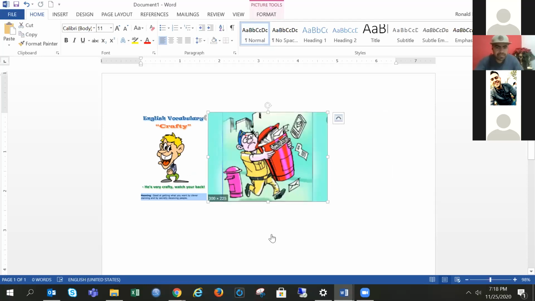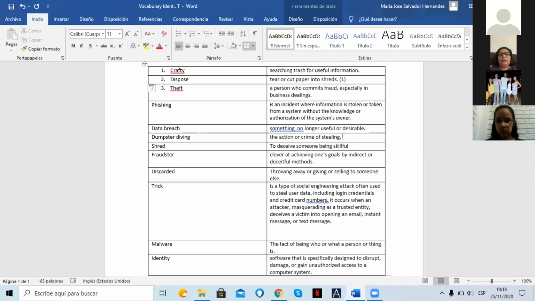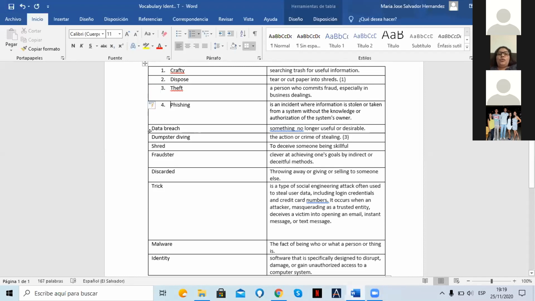Ronald, I will send you an image for that. In the chat, on WhatsApp. Do you agree that it is the action of crime or stealing? Yeah, the action. Number three. I will go for it. Theft is the action of crime or stealing. Yes, number three. And then dispose.